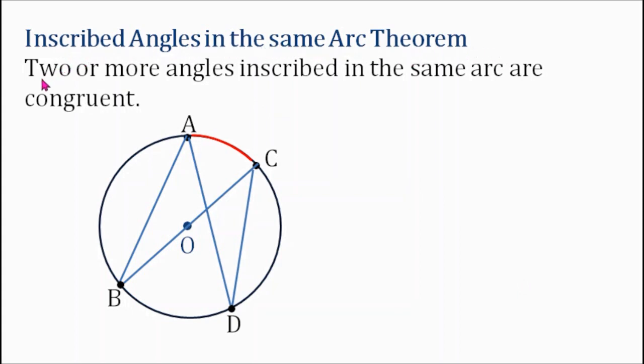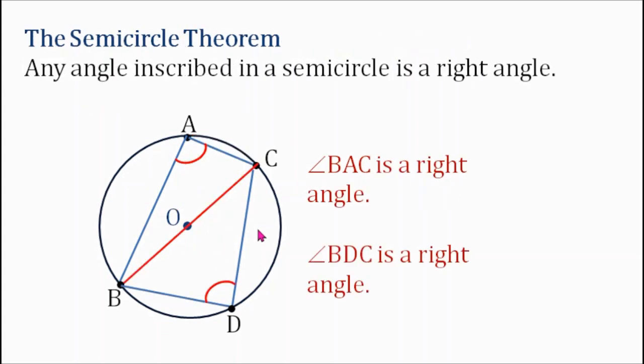Now, let's discuss the inscribed angles in the same arc theorem. It states that two or more angles inscribed in the same arc are congruent. In our illustration, angle ABC is an inscribed angle of arc AC, and also angle ADC is an inscribed angle of arc AC. So these two angles, angle ABC and angle ADC, are congruent. If this angle is 25 degrees, this angle also is 25 degrees.